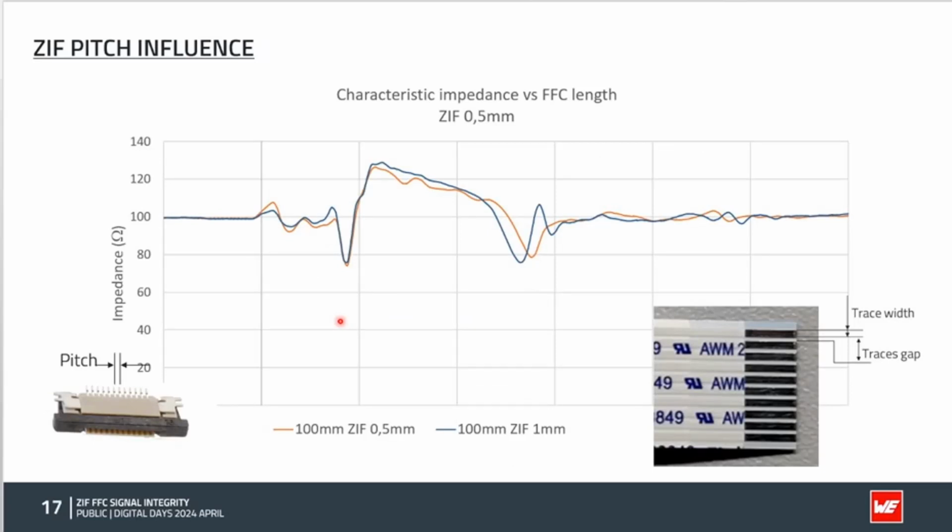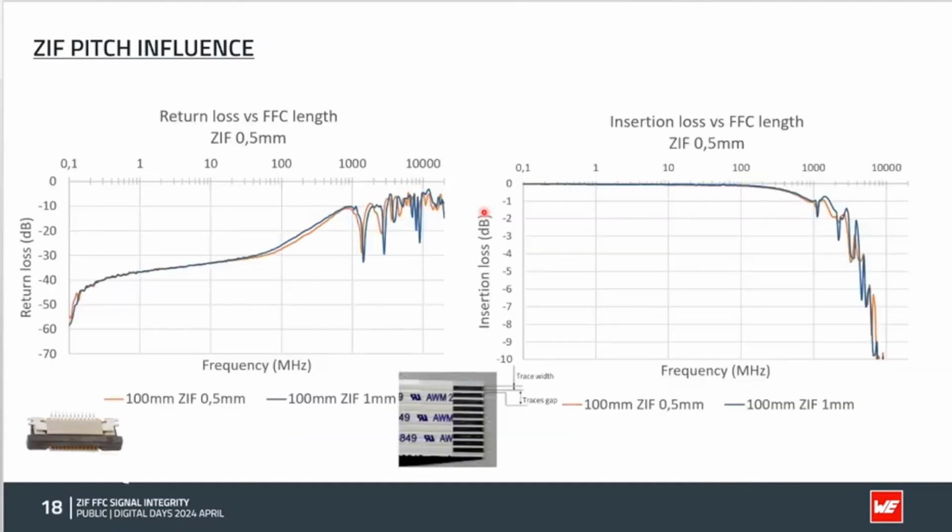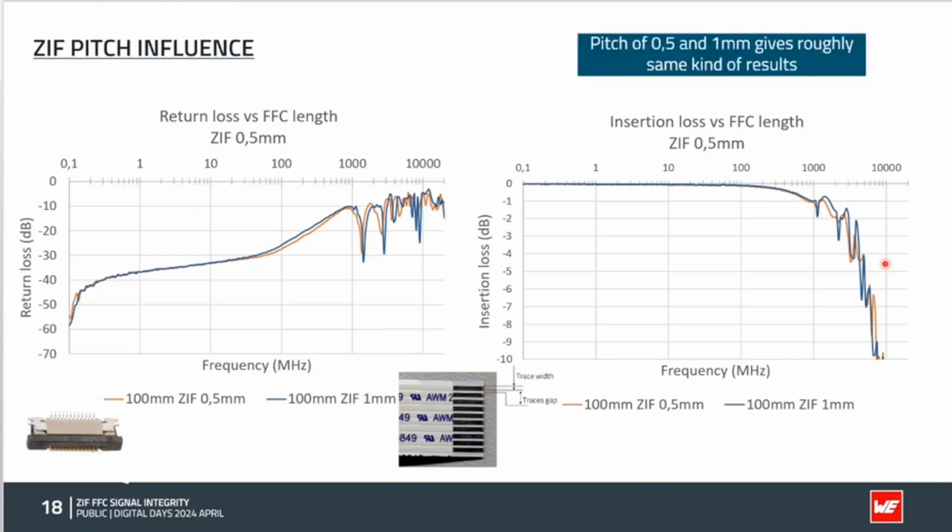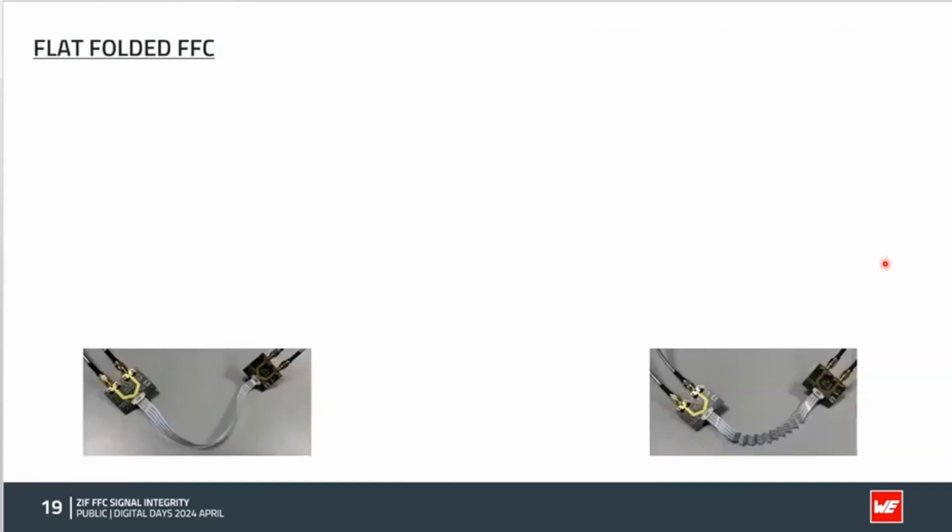Okay, now what is the influence of the pitch? You've got two curves of the impedance. The first one is for the pitch of 0.5 millimeter. The second one is the pitch of 1 millimeter. You see that the impedance is really, really close, and the return loss here, orange and blue, and the insertion loss are really close. So the conclusion is easy. This is the same. So you choose the pitch of your ZIF for your application, for mechanical reasons, I don't know what kind of reason, but that's not a topic for the signal integrity, because that gives the same good results.